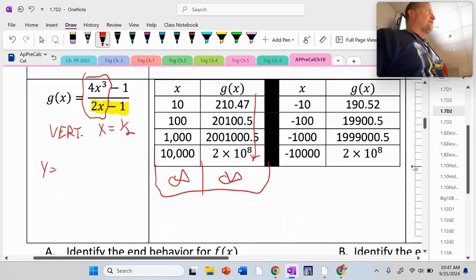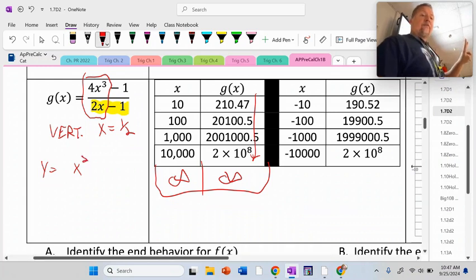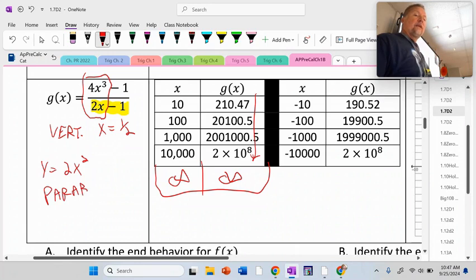What's x cubed divided by x? X to the what power? You guys don't know this? It's x to the second. All right, and then what's 4 divided by 2? So this is a parabolic asymptote. It's degree 2 parabolic asymptote.